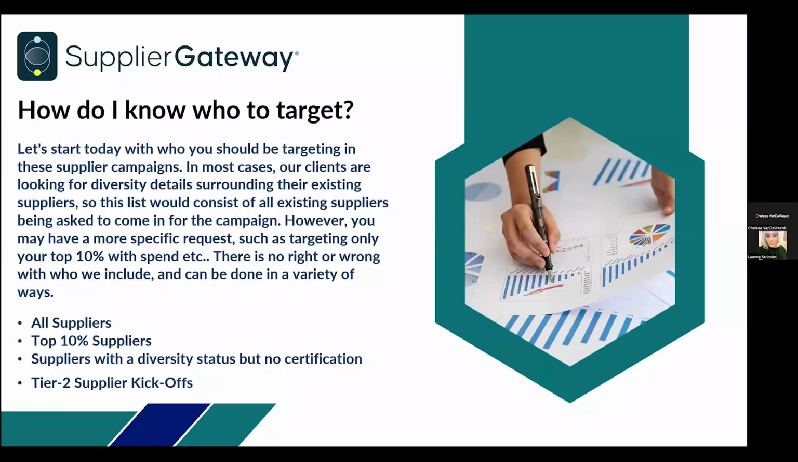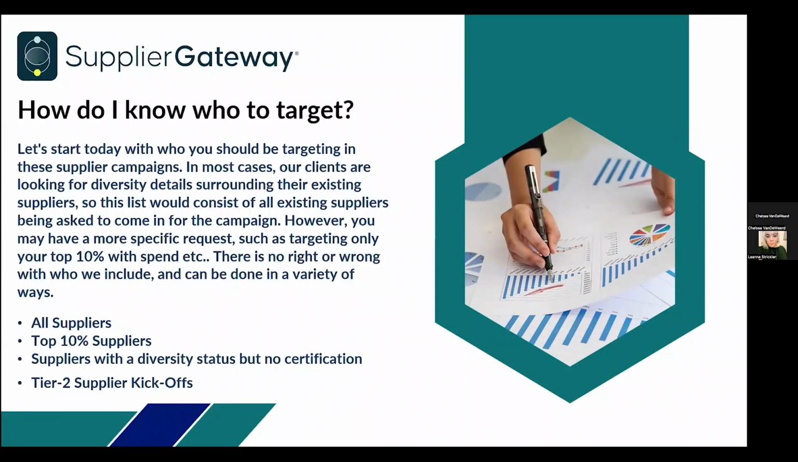Let's start today with who you should be targeting in these supplier campaigns. In most cases, our clients are looking for diversity details surrounding their existing suppliers. So this list will consist of all existing suppliers being asked to come in for the campaign. However, you may have a more specific request, such as targeting only your top 10% with spend, or engaging suppliers to come in and start a Tier 2 program.